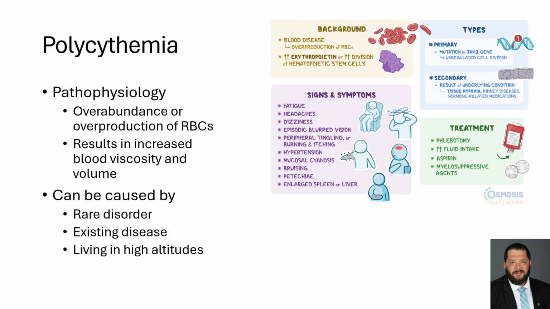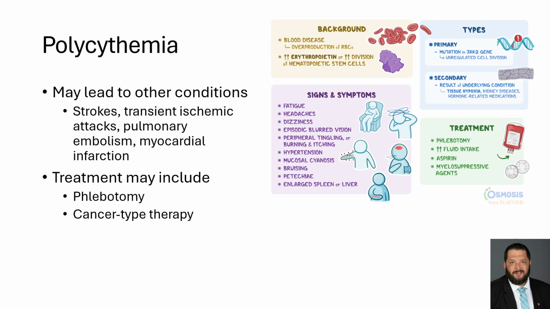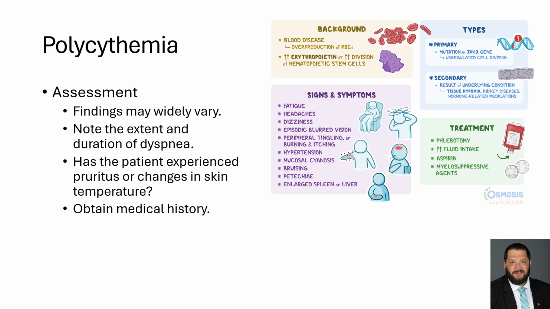Polycythemia is another of the chronic hematologic disorders, and it's an overproduction of red blood cells. It results in increased blood viscosity, or thickening of the blood, and blood volume, and it can be caused by underlying existing diseases, living in high altitudes, or rare medical disorders that can lead to polycythemia. It can lead to other conditions; predominantly strokes, pulmonary emboli and myocardial infarctions are the things that we're most concerned about. Treatment may include things like phlebotomy or cancer type treatments.